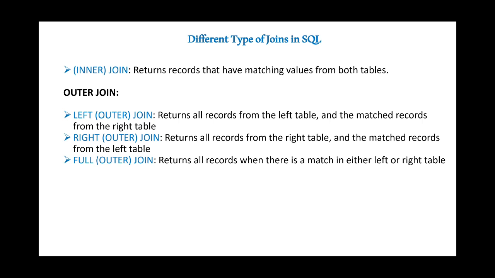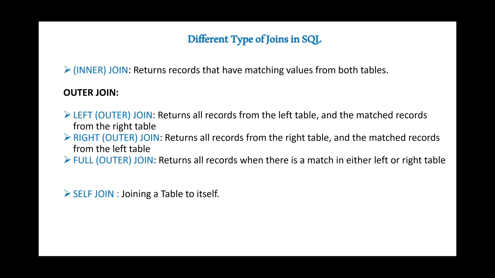Then we have the full outer join. As the name indicates, this returns all the records, both matching and unmatching records, from both tables. Then there is another type of join called self join. Self join is nothing but joining a table to itself. It's called self join.